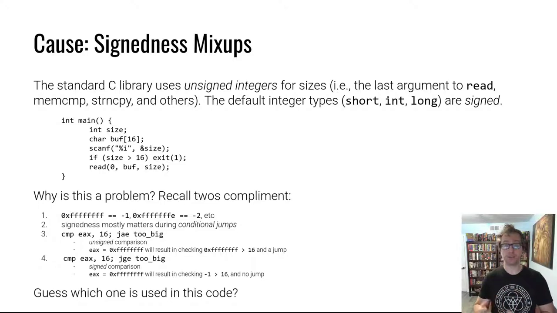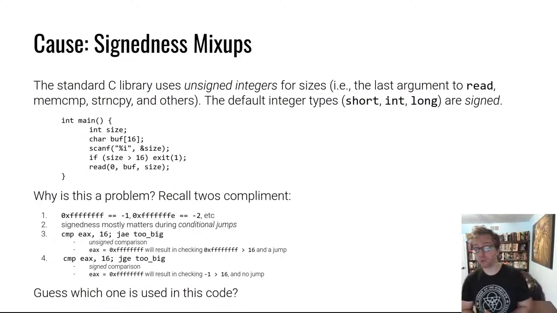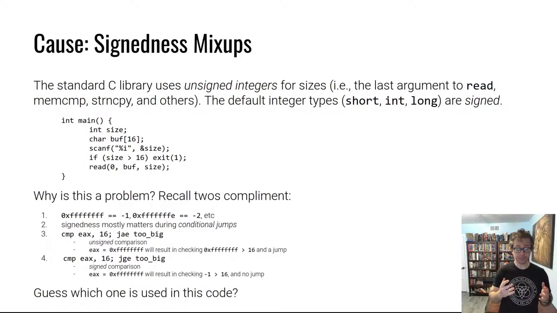So a negative 1 stored in 2's complement is equal to whatever the maximum is. If you have a 32-bit integer, it's equal to 2 to the 32 minus 1, and that is 0xFFFFFFFF. 2 to the 32 minus 2, 0xFFFFFFFE, is negative 2, and so on. So 2's complement is basically a way to overlap the very highest value unsigned numbers with negative numbers in the signed world. And the signedness of these numbers only really mostly matters during conditional jumps.